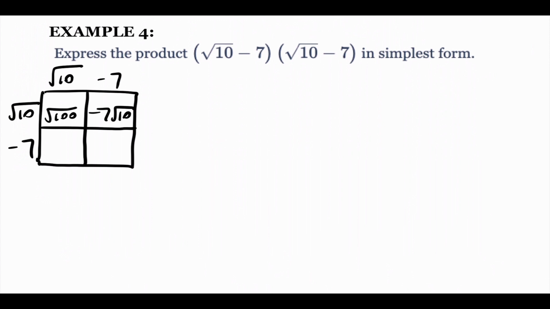Same thing on the next guy. Negative 7 root 10. And then the last one's negative times a negative makes positive 49. Multiplication done. Step 1 done. Step 2, simplify. So let's write down everything I got, all 4 spots of the box.